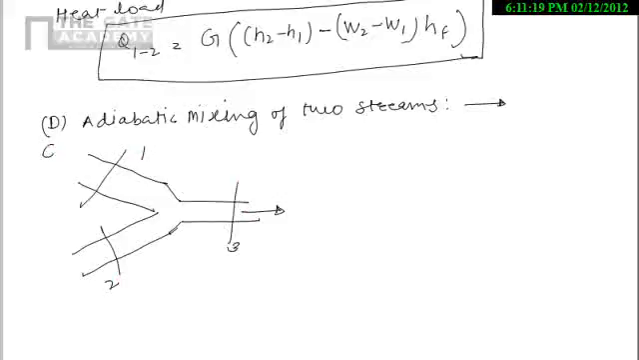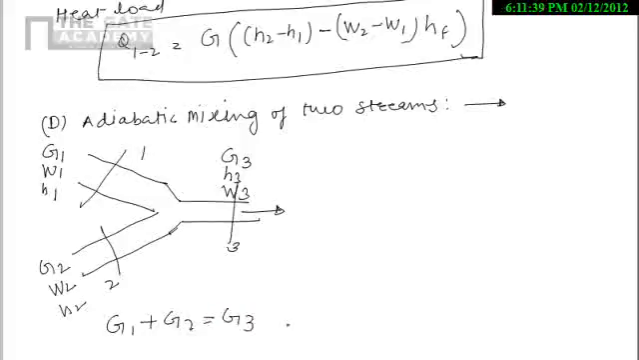For 1 we are having G1, W1, H1. For 2 we are having G2, W2, H2. For 3 we are having G3, H3, W3. So for mixing I can write G1 plus G2 equals G3. Now I will draw this process on the psychrometric chart.